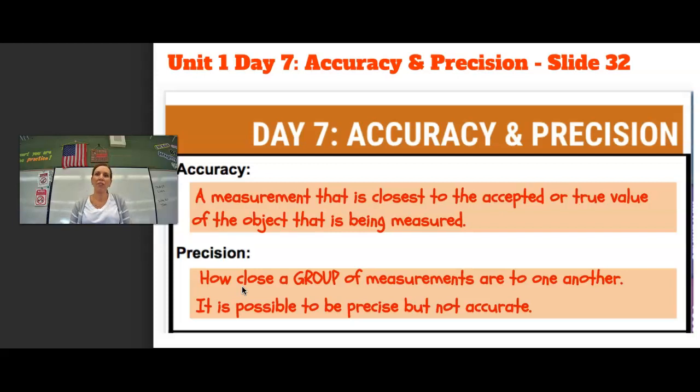Precision is a lot different. Precision is talking about how close a group of measurements are to one another. It is possible to be precise without being accurate. So precision, again, is referring to having multiple measurements of the same relative value.